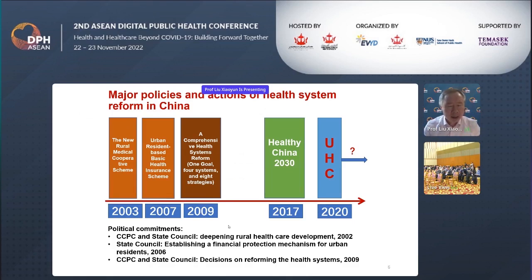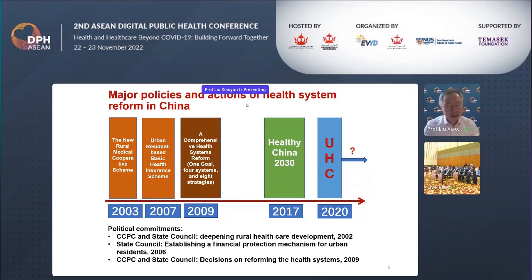But as we all know, health system reform is not a one-off event. In the last 20 years, China has gradually developed different policies to reform the health system. There are a few milestones. The first one, in the year of 2003, China developed a rural health insurance scheme, the new cooperative medical insurance scheme. This is to cover the 800 million rural residents at that time who did not have any insurance before this policy.